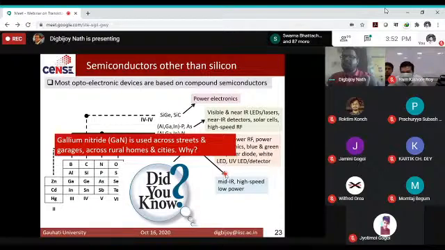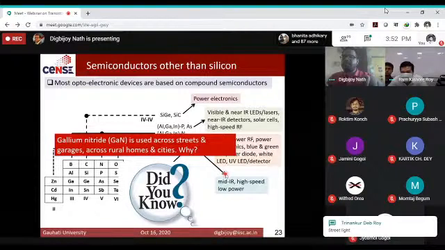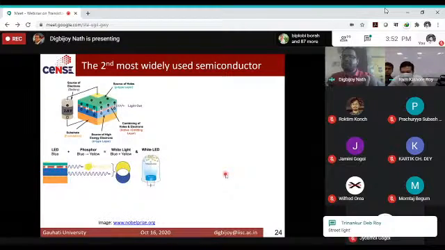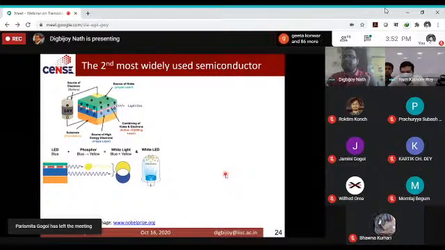Gallium nitride I will talk about a little bit, because this is a material that I do research on, so I have to advertise or sell this material. Gallium nitride is a semiconductor which is used across the streets, across our garages, our homes. Do you know why? Gallium nitride is the second most widely used semiconductor after silicon. Can anyone tell me where it is used? Right now, probably you can see a gallium nitride device. It is used in your LED bulbs. All the LED bulbs that you buy have gallium nitride that emits the light.